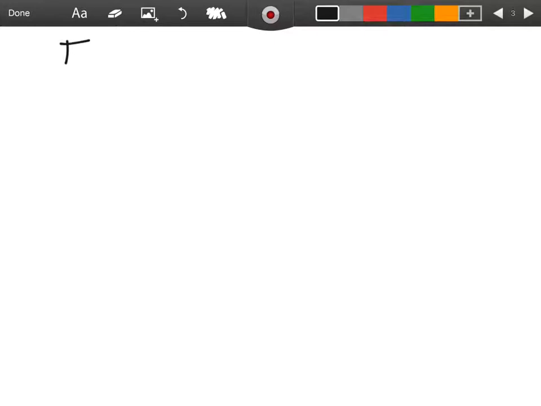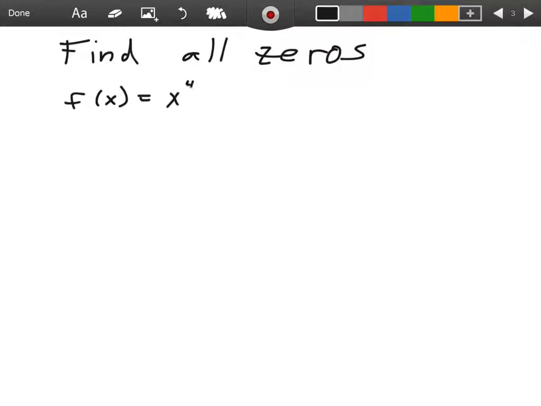Let's say I just say find all zeros. And so this is kind of like the culminating problem for this whole section. So let's say I give you this. f of x equals x to the fourth plus 5x to the third minus 2x squared plus 60x minus 168. Well, we need to start somewhere.